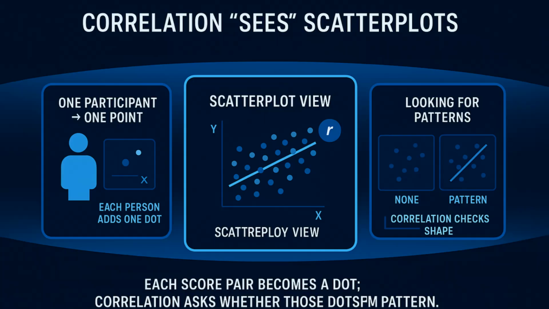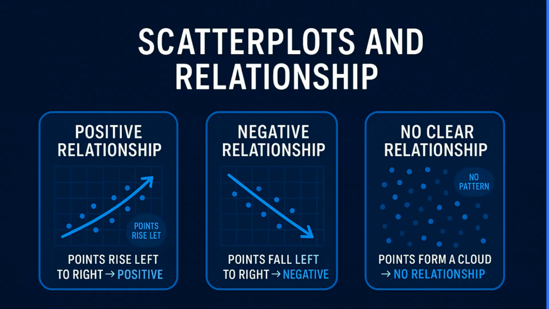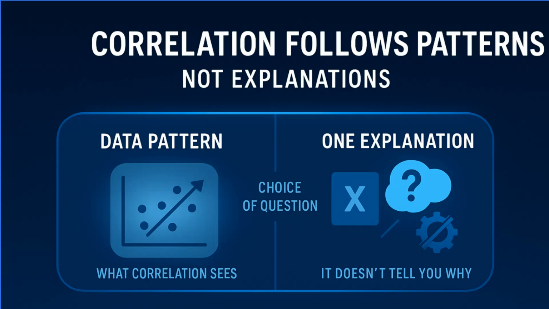A helpful way to understand what correlation sees is to imagine a scatterplot. Each participant contributes one point based on their score on each variable. Correlation examines whether those points form a pattern. If the points rise together from left to right, the relationship is positive. If the points slope downward, the relationship is negative. If the points form a scattered cloud with no clear pattern, there is no relationship. Correlation is about the pattern formed by the data, not about explaining why the pattern exists.